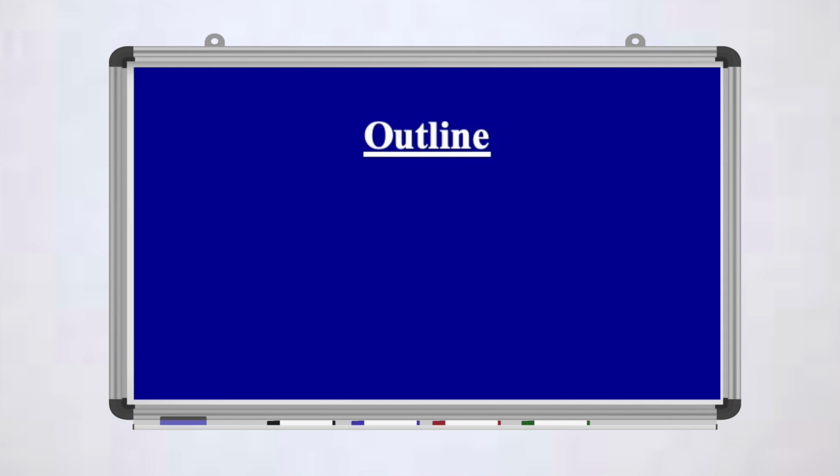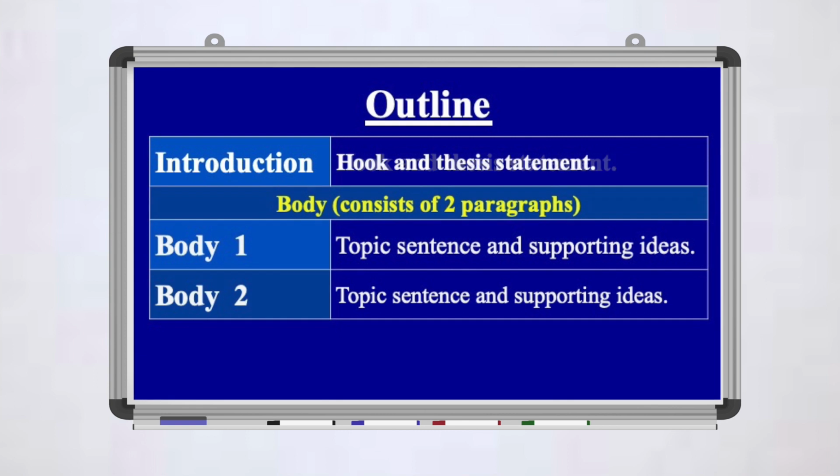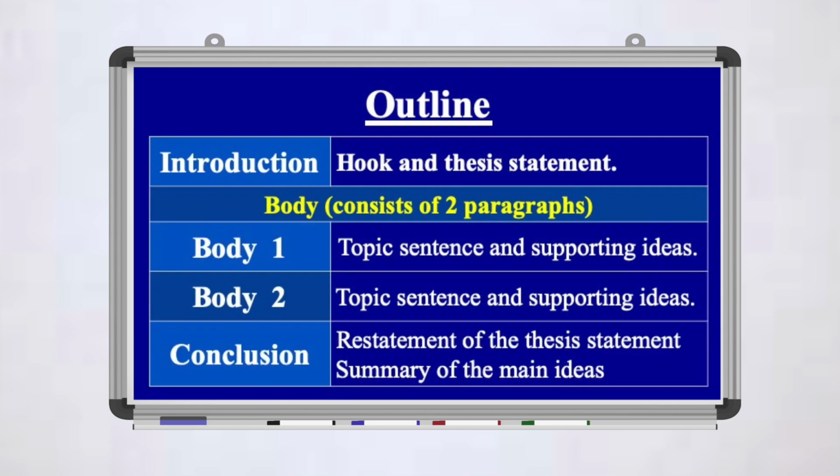Before you write, you have to plan your writing. Planning your writing will be through outlining. What do I mean by the outline? Every single outline is a plan. It will have an introduction, body, and conclusion. The body will have 2 parts, as we said. First, the introduction will have a hook and a thesis statement. The body will have 2 paragraphs. Each paragraph will have a topic sentence, supporting ideas, and concluding sentences, and the second paragraph will also have a topic sentence, supporting ideas, and concluding sentences.